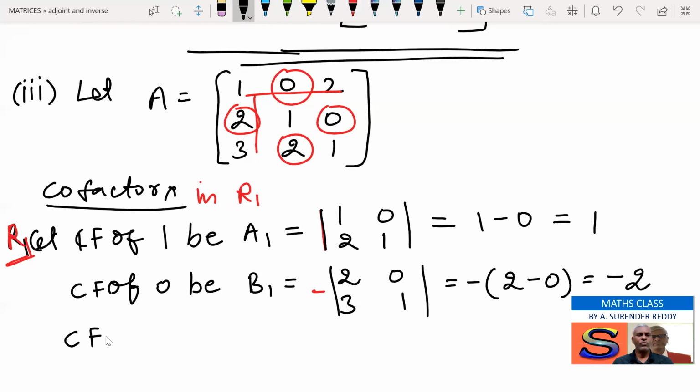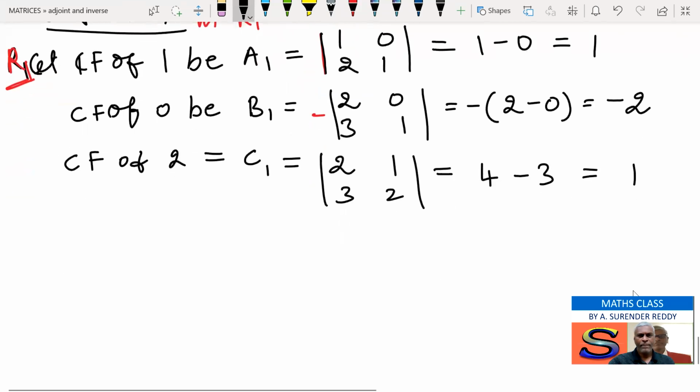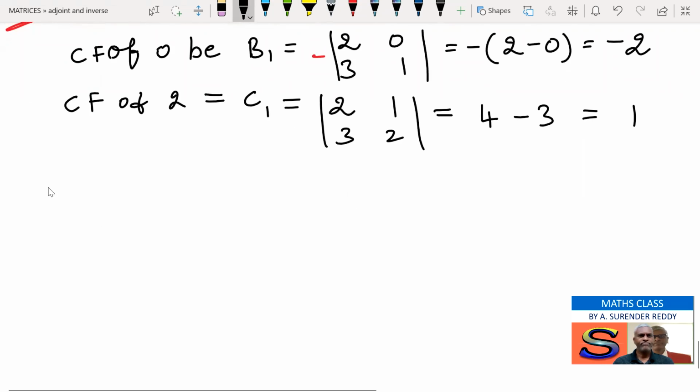Similarly, cofactor of 2. Let this be C1. Eliminating the row and column, we get 2 1, 3 2. So this determinant is equal to 2 into 2 is 4, minus 3 into 1 is 3, 4 minus 3 is 1. So this is the first row.